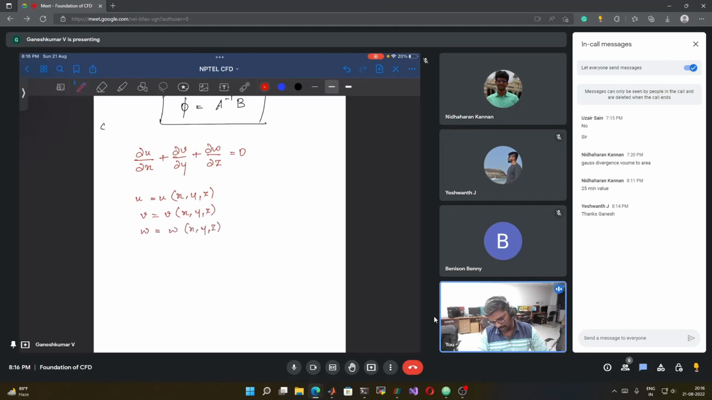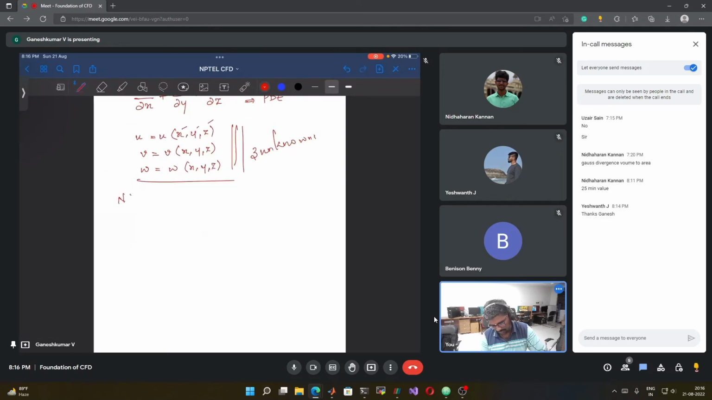Now you see our variables of interest are these velocities, right? If you want to solve any flow problem, your variable of interest is these velocities, and your solution should depend on x, y, and z. And you see this is a partial differential equation, right? So you have one PDE, but you need how many? Three, but you have three unknowns, right? So that's when the Navier-Stokes equation comes, right?